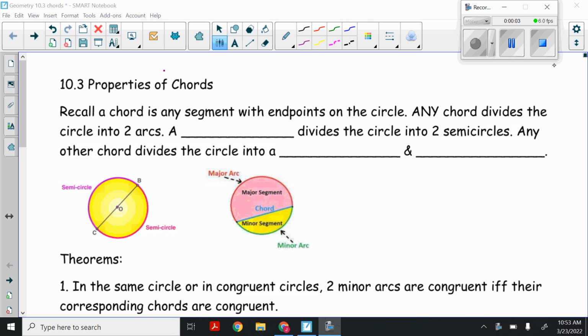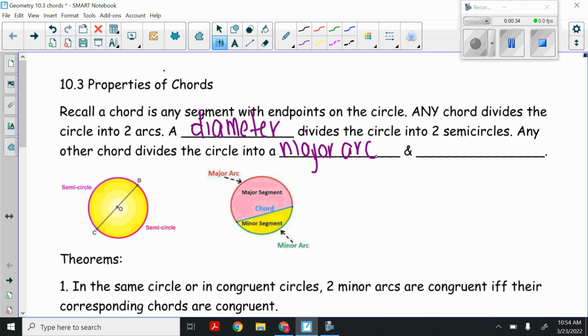Right, today in geometry, we are looking at section 10.3, properties of chords. So let's start out. Recall a chord is any segment with endpoints on the circle. Any chord divides the circle into two arcs. A diameter divides the circle into two semicircles. Any other chord divides the circle into a major arc and a minor arc.